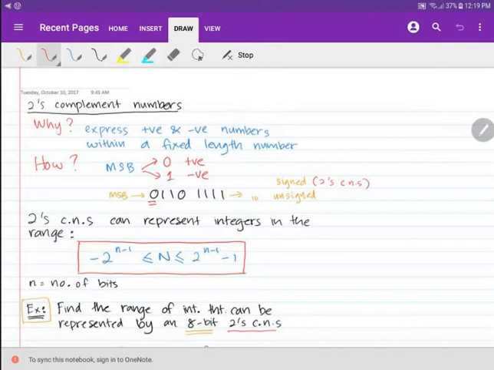So coming back to the point, it has a fixed length. To cater for both positive and negative numbers within that fixed length, we need to use 2's complement numbers. Are you all following? Now, sometimes whenever we write, say, we write something as -8.